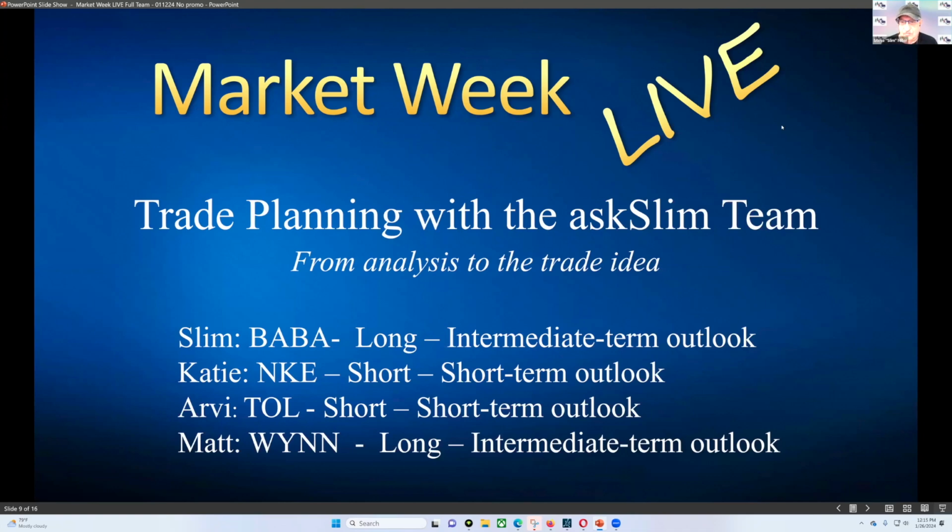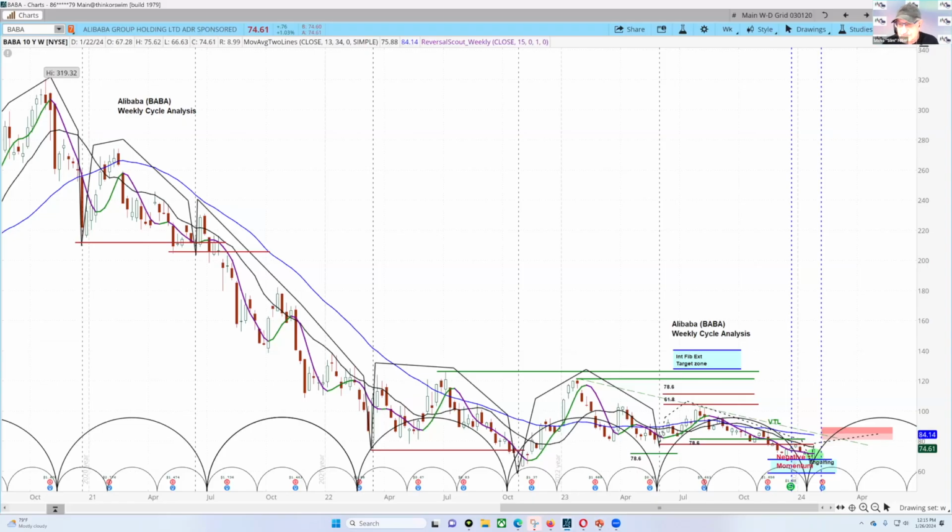And I'm going to show you that right now as I switch over to the chart of Alibaba. What's really interesting about Alibaba is that it's come from $319 all the way down to close to $60. That's over these last 3 years. And you can see this huge downside move. And the Chinese market has gotten annihilated.